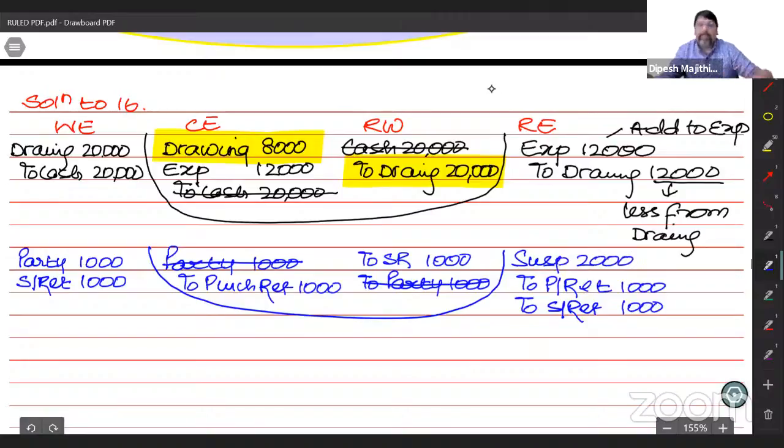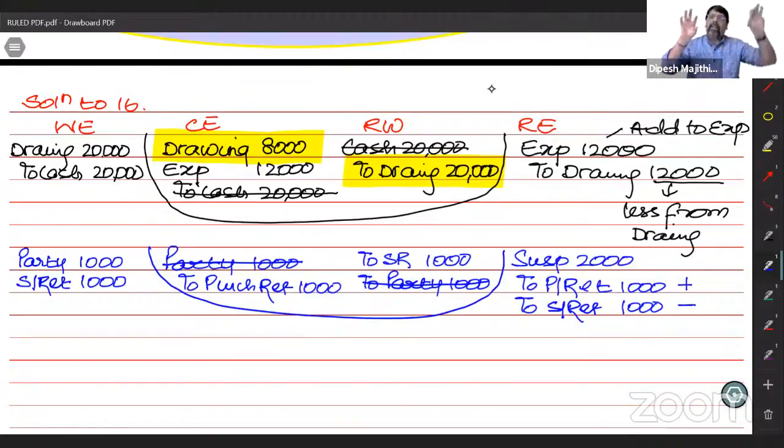To suspense, 2000. Therefore, chartered, can you see suspense is debited? Yes. Purchase return is credited? Yes. Purchase return will add. Sales return will subtract, because sales return is a debit item. If you credit, it will decrease. Am I clear, chartered? Yes or no? Yes, sir. Purchase return will increase. So instead of purchase return, you recorded in sales return. So remove from sales return, add to purchase return and suspense debit. Sales return will decrease. Purchase return will increase.